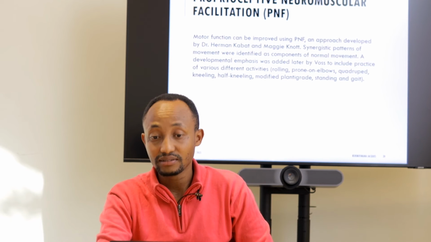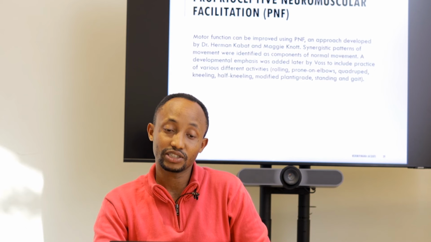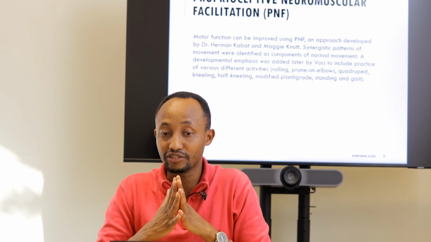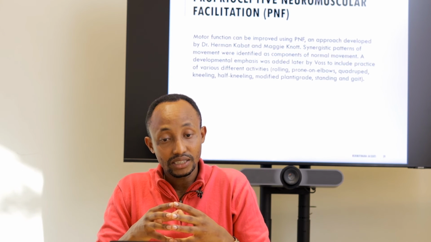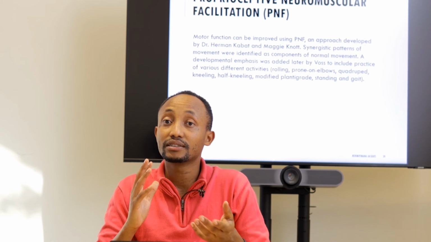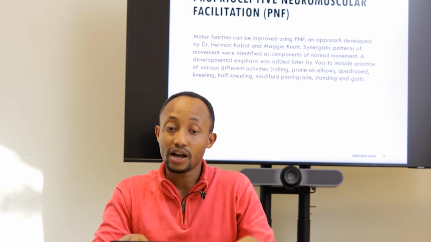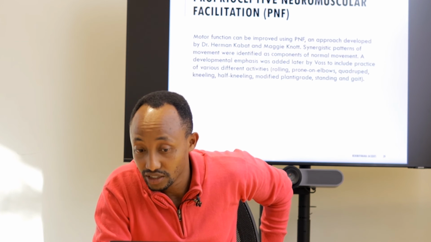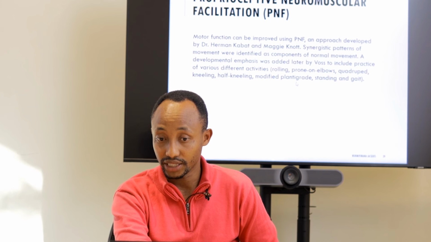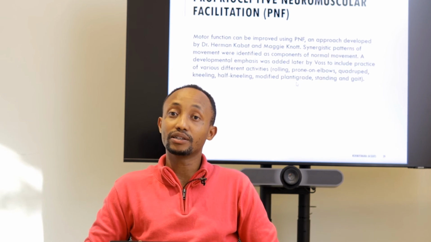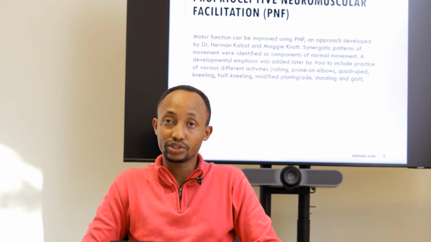And later, someone called Voss joined the group and she added something else. She added an emphasis on development, where she included a practice of a variety of activities such as rolling, prone on elbows, quadruped, kneeling, half kneeling, modified plantigrade, and standing and gait. Here, modified plantigrade is when someone is standing, both feet touching the ground and with both upper limbs holding for support.